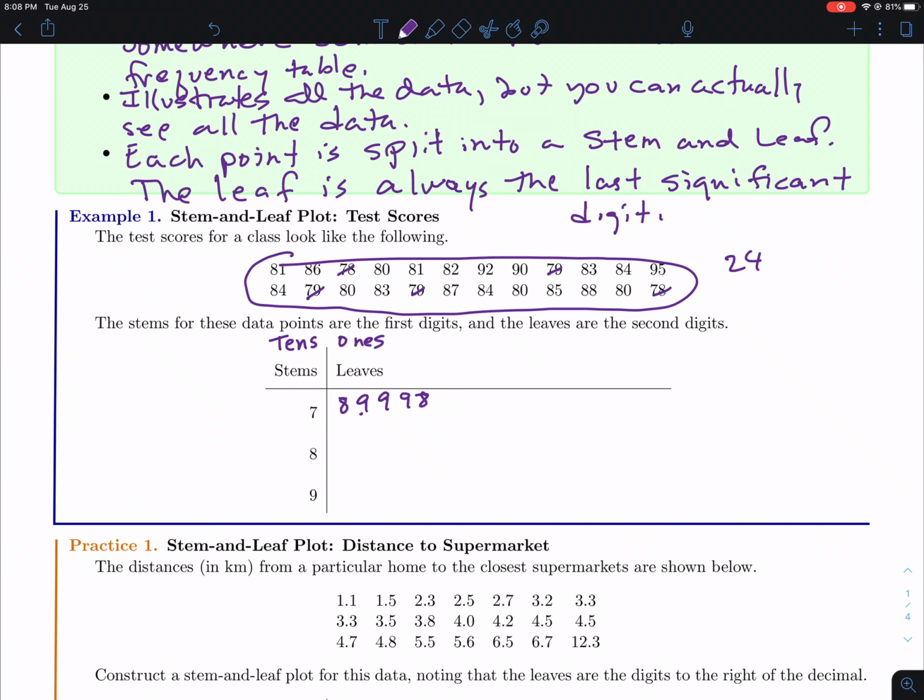So now let's list the 80s. In this case, I've got a 1, a 6, a 0, a 2.